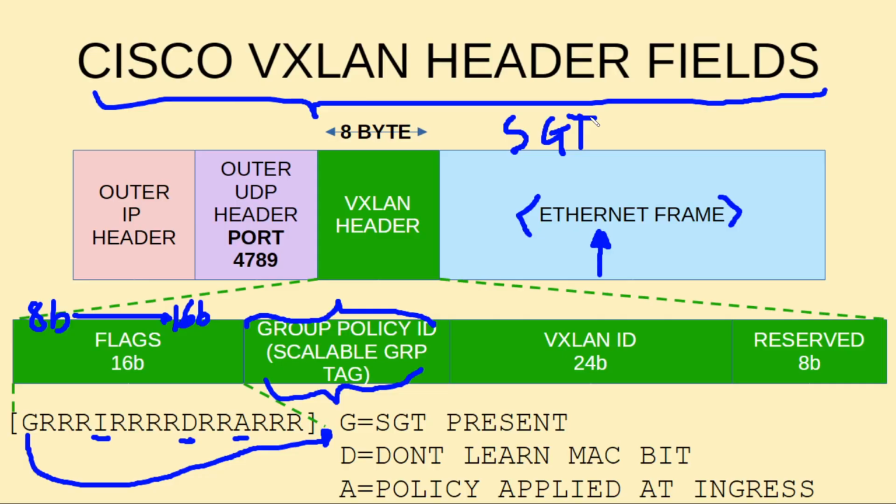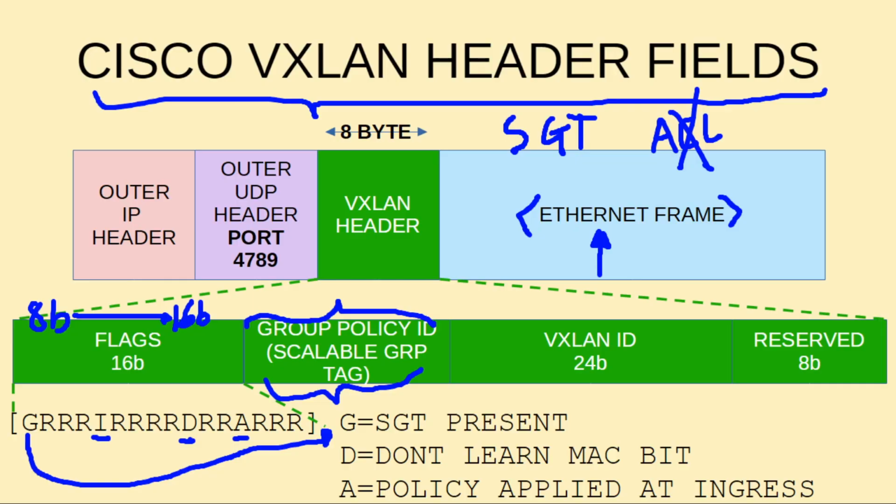With scalable group tags, we are going to get rid of ACLs. So remember that ACLs are a little bit difficult to maintain. So we are now going to assign every single frame a group number. So then you can create rules based on these group numbers rather than creating complex to maintain ACLs.